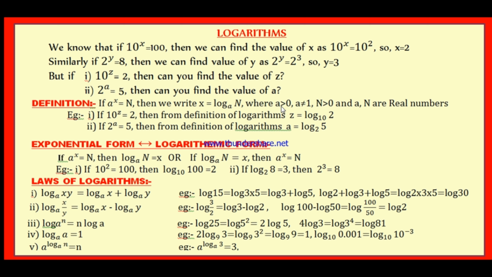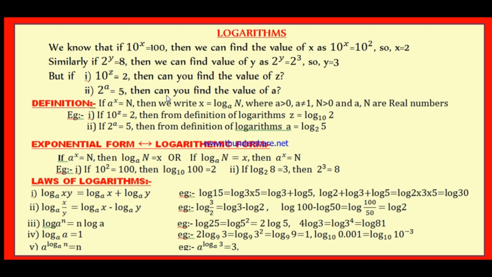Here the condition is a should be greater than 0, means the base should be greater than 0, and a is not equal to 1, and n is greater than 0, and both a and n should be real numbers. I shall repeat the definition. If a power x is equal to n, then you can write x is equal to log n to the base a, where a is greater than 0 and a is not equal to 1, and n is greater than 0, and both a and n should be real numbers.